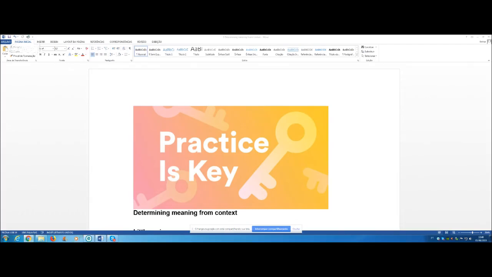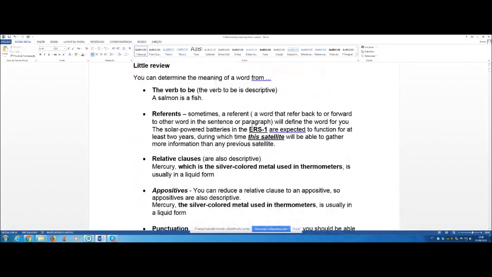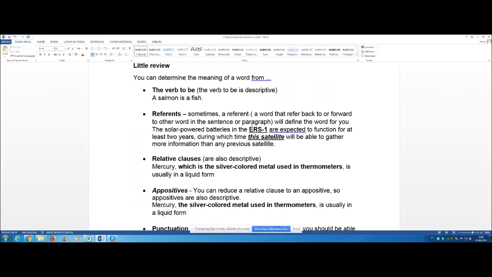Yesterday we talked about determining meaning from context. So what I did, I made a summary of what we talked about. So let's look at it. How will I determine the meaning from the context? We can use the verb to be. The verb to be is descriptive. A salmon is a fish. So what's a salmon? It's a fish, right?